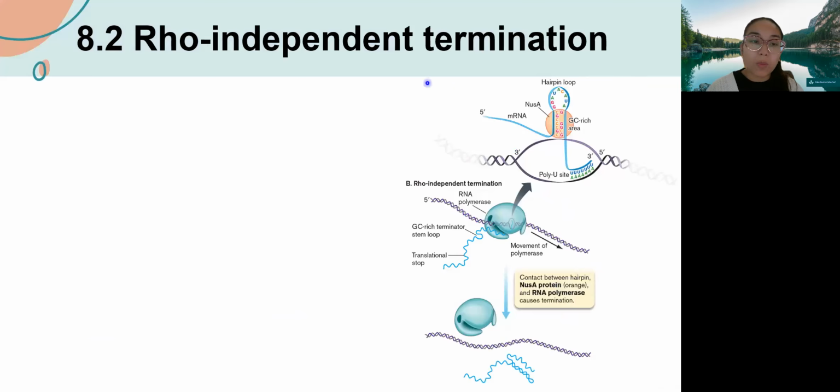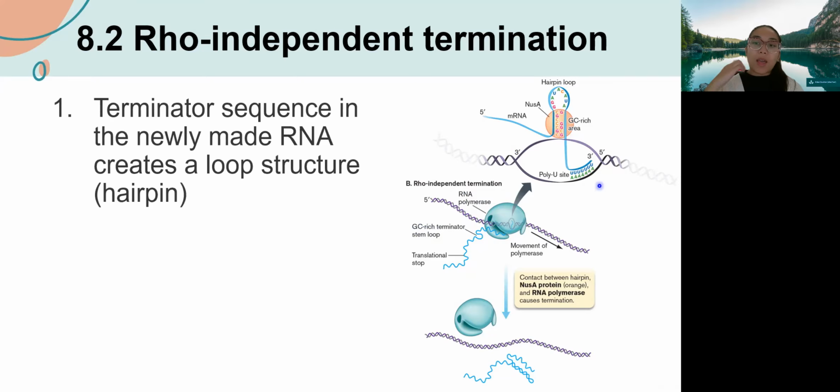And then guess what? There's Rho-independent termination, which means that we don't use Rho to do all of these things. There's no Rho involved. So here, the RNA polymerase is making RNA. There's a little mRNA coming off of it. And near the termination site there's a very GC-rich region. So here it is. It loops around itself and creates what is called a hairpin. We call this a hairpin loop when the mRNA folds in on itself, and it's folding in on itself because the G's and the C's are attracted to each other here.